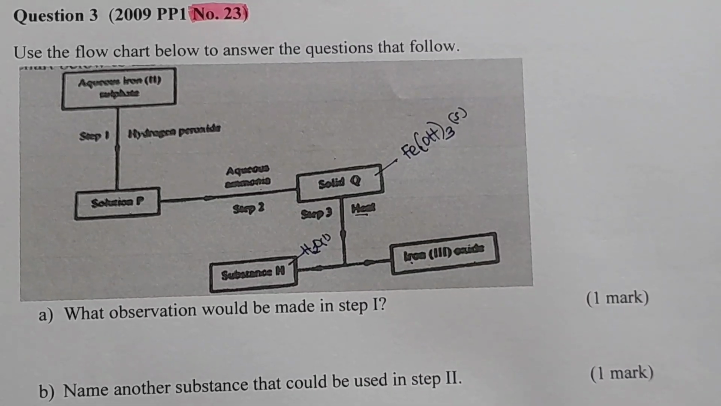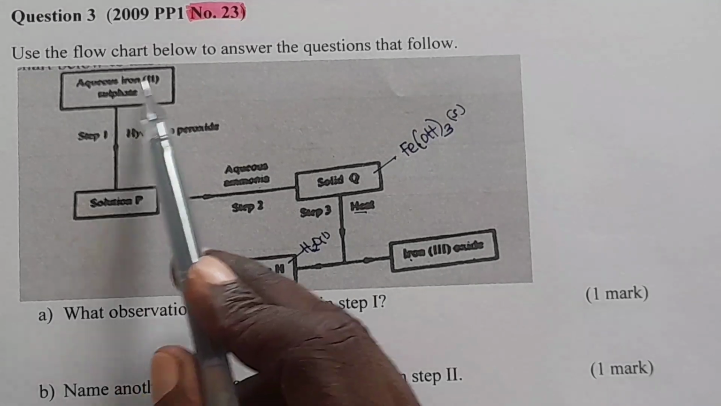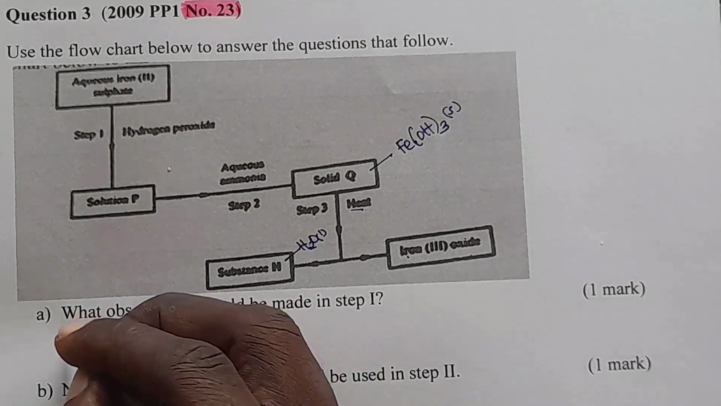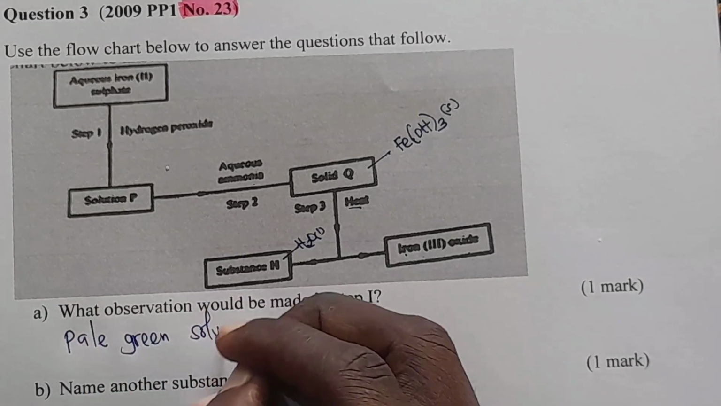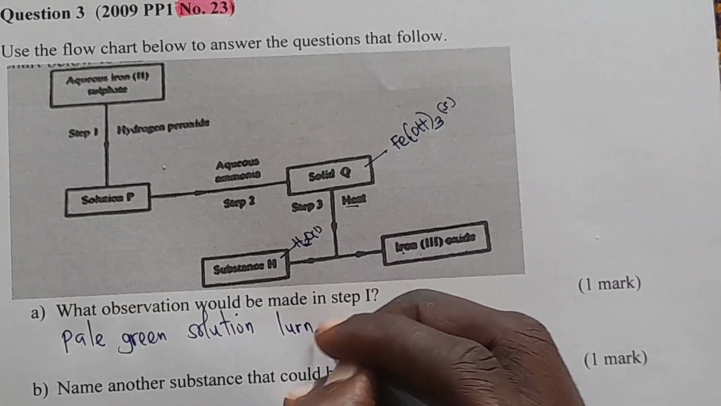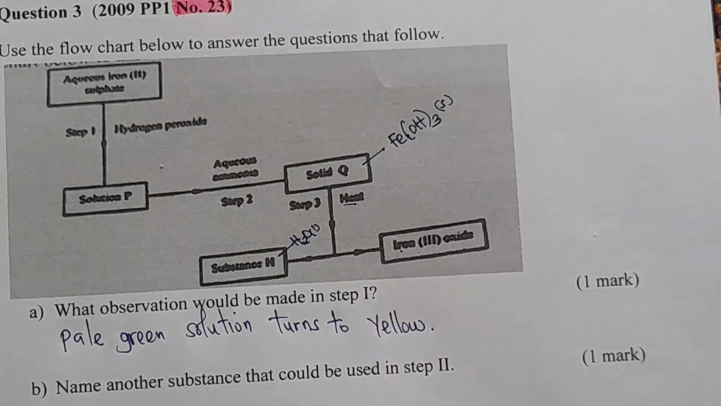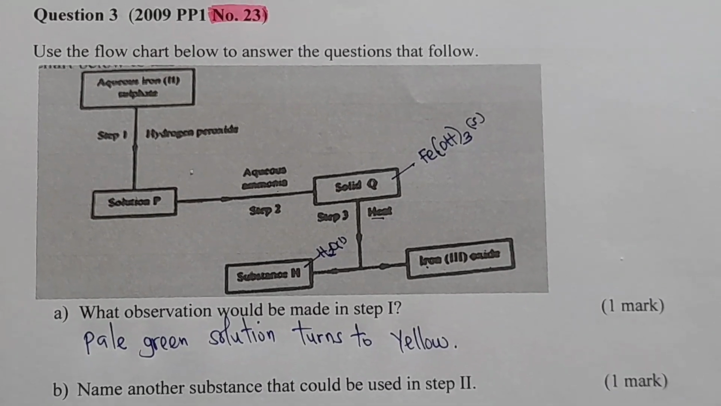We are told, what observation will be made in step 1. Step 1 is where aqueous iron 2 sulfate is converted to aqueous iron 3 sulfate. So the observation there is: pale green solution of iron 2 sulfate turns to yellow, due to iron 3 ions. So the observation will be pale green solution turns to yellow.